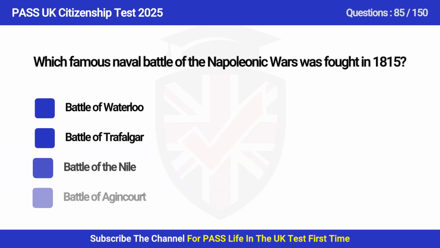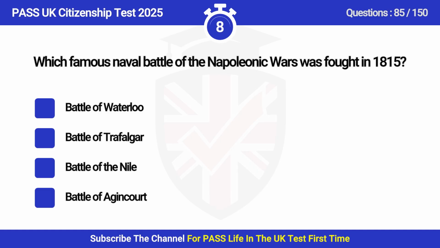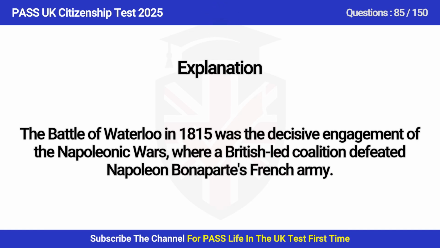Question 85. Which famous naval battle of the Napoleonic Wars was fought in 1815? A. Battle of Waterloo. B. Battle of Trafalgar. C. Battle of the Nile. D. Battle of Copenhagen. Answer is A. Battle of Waterloo. The Battle of Waterloo in 1815 was the decisive engagement of the Napoleonic Wars, where a coalition defeated Napoleon Bonaparte's French army.